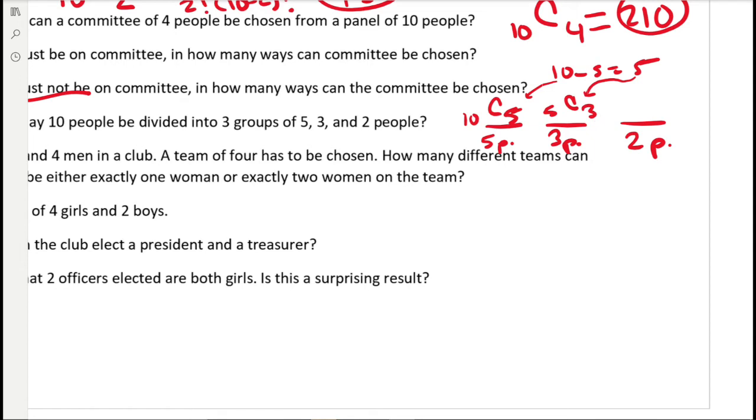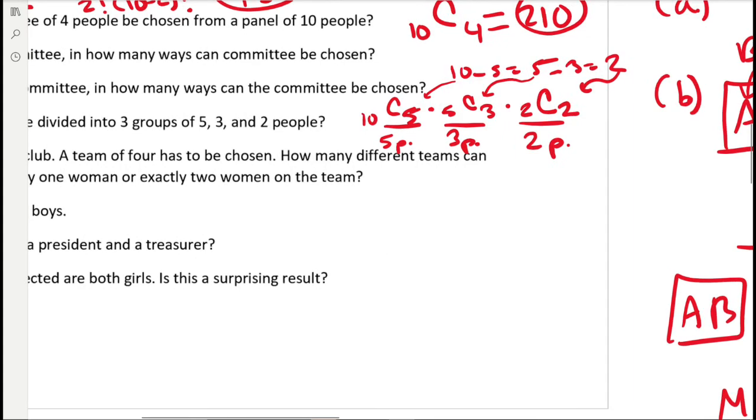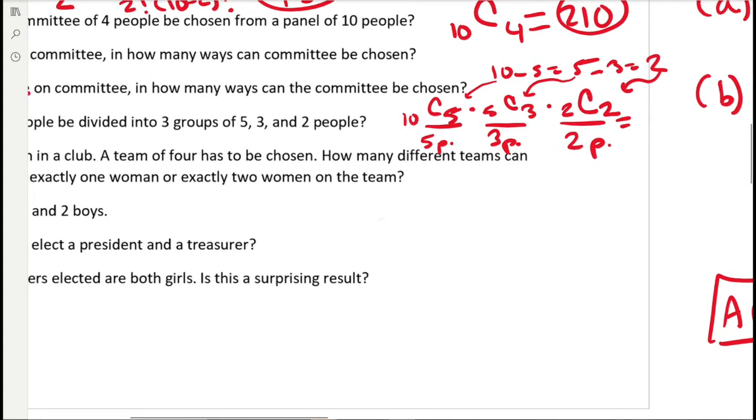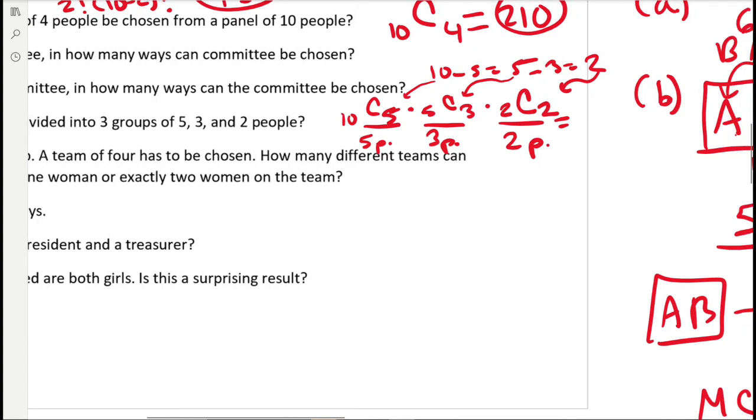Order doesn't matter, so we use a combination. Now, if we choose those 3 people, we only have 2 people left, so we can choose our group of 2. That's going to be the combination of 2 people, choosing 2 from the 2 left. Now we can multiply those 3 possibilities, and this will give us our total number of possibilities by the multiplication counting principle. If we did that, we have 2,520 different sets of groups of 5, 3, and 2 people.